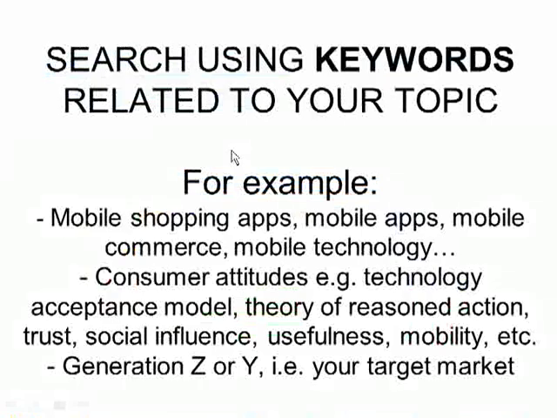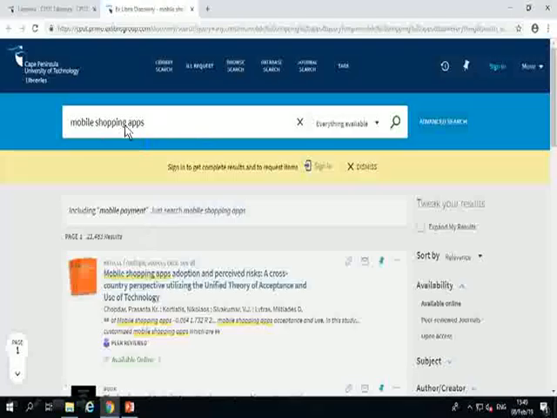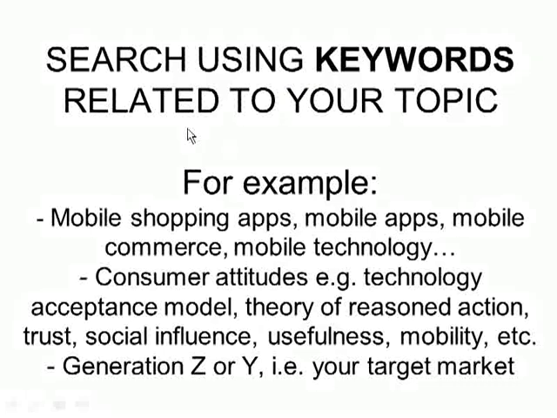Then you can now use keywords. Once you've selected research, you'll see it gives you an option. You can use keywords. Now I'm using one of my current master's students' topics, and the topic that I gave to my BTech students this year is mobile shopping apps. Okay? So you use keywords, you type in mobile shopping apps, m-commerce, mobile technology.